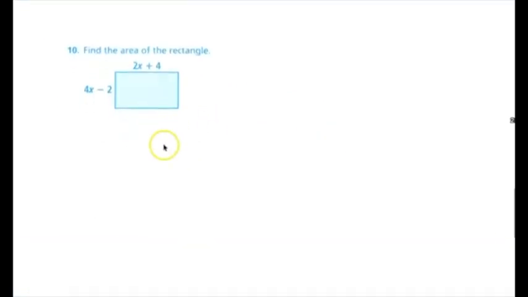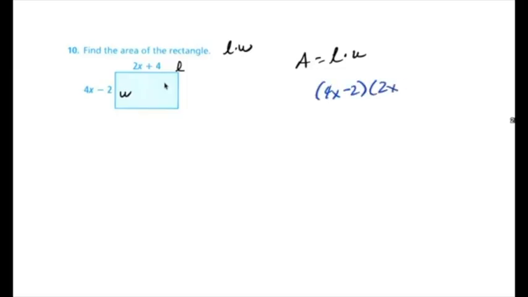This last one here, if I want to find the area of this rectangle, remember area of a rectangle is this length times width. There you go. One of these is the width, one of these is the length, doesn't matter. All we're going to do is multiply these two. 4x minus 2 times 2x plus 4.